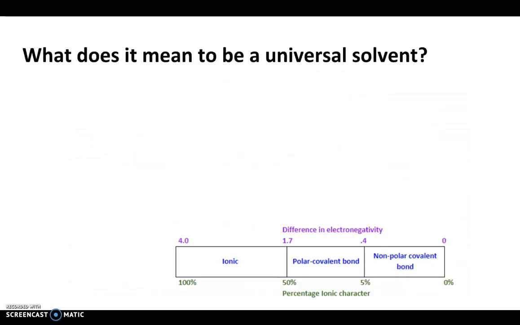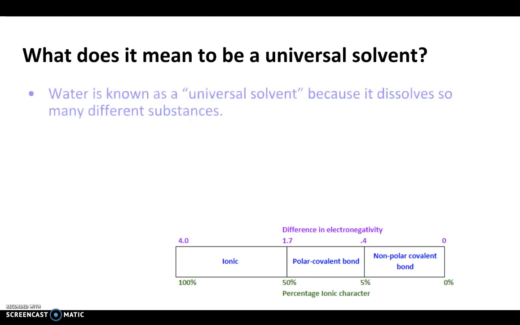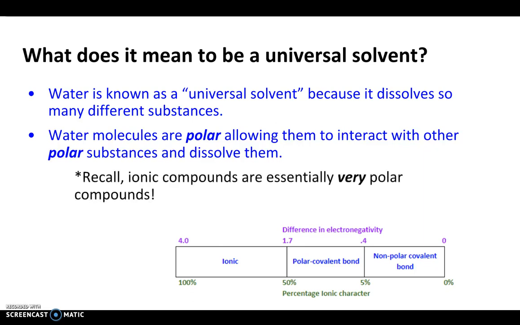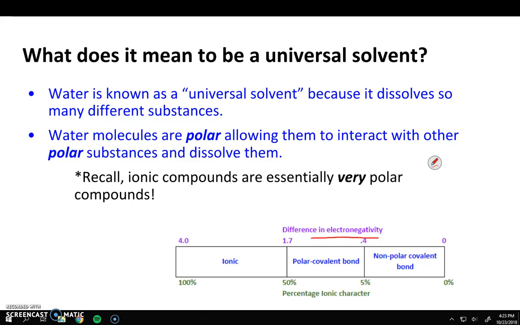So we said that water is called a universal solvent because it dissolves so many different substances. And water molecules are polar, which allows them to interact with other polar substances and dissolve them. We recalled that ionic compounds are essentially just very polar compounds. So anything that's this way on the chart, so polar covalent and ionic compounds, are really susceptible to being dissolved by water because of its polarity. Nonpolar covalent compounds cannot be dissolved by water.